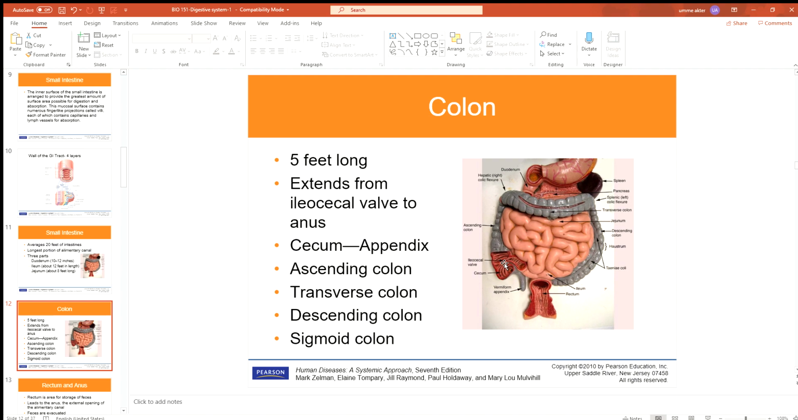And from here it goes all the way to the sigmoid colon. So cecum, ascending, transverse, descending, and sigmoid colon. So those are the parts of the colon. And then the next part of the large intestine is the rectum and anal canal and anus.